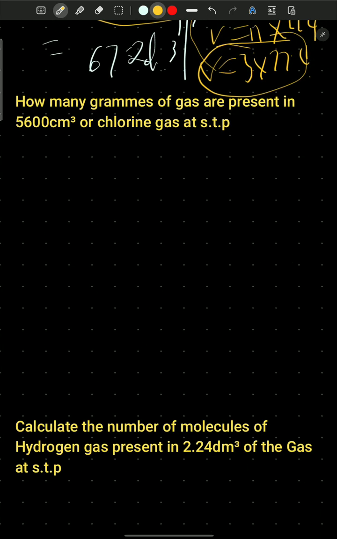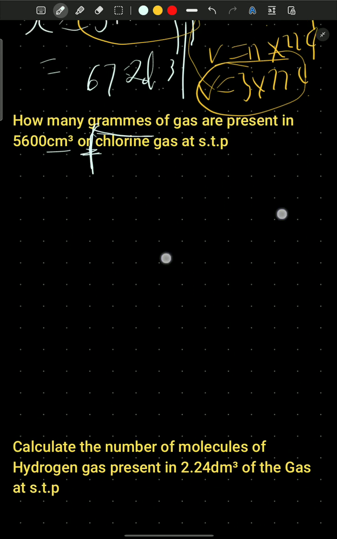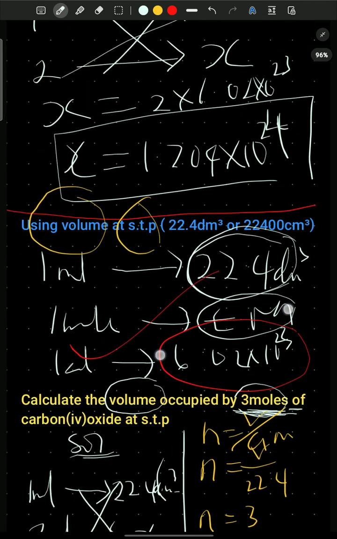So we are asked to calculate how many grams of gas are present in 500 centimeter cube of chlorine gas. So don't forget, this question is very simple because the question is using the gram to volume relationship. I've told you, so learn to be smart and be fast.